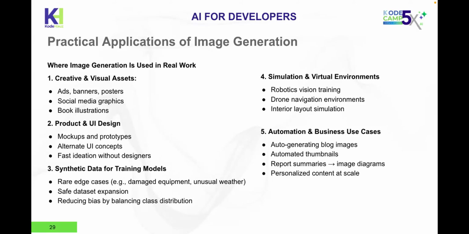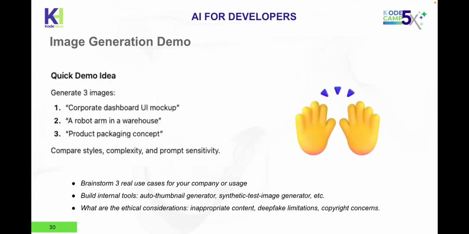Automated thumbnails. This is where it becomes very useful for developers. If you are building stuff, you can have automated thumbnails that come from either text or elsewhere. Report summaries, image diagrams, and personalized content at scale. So there are a lot of different applications of image generation.